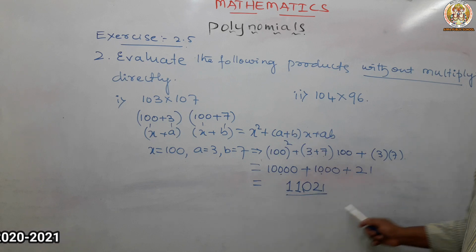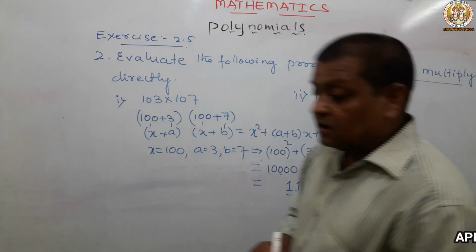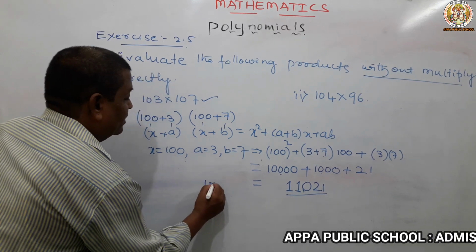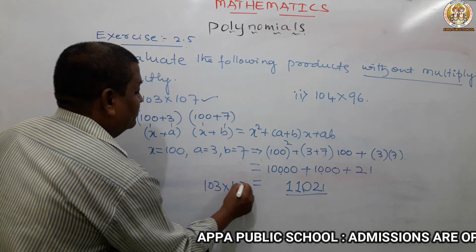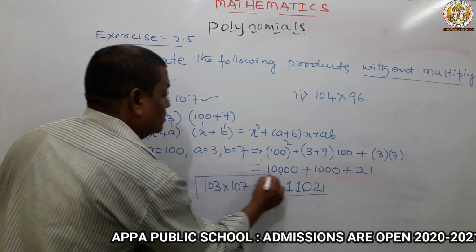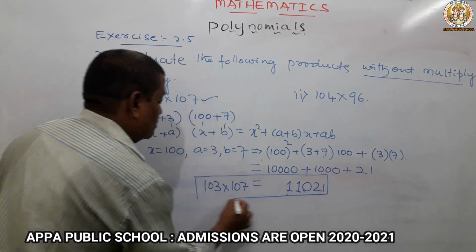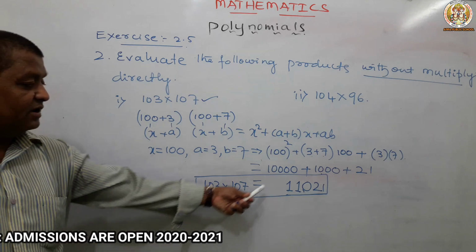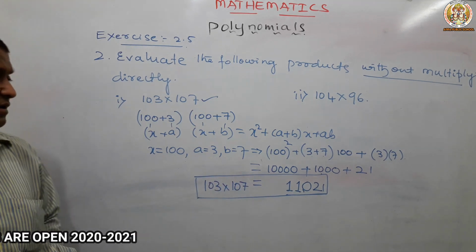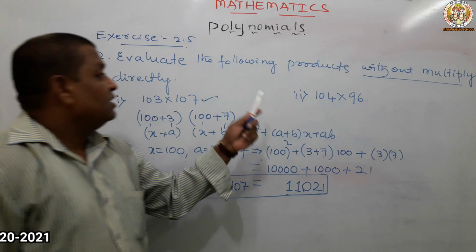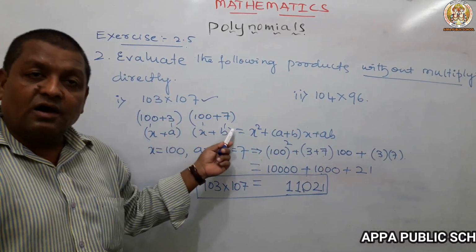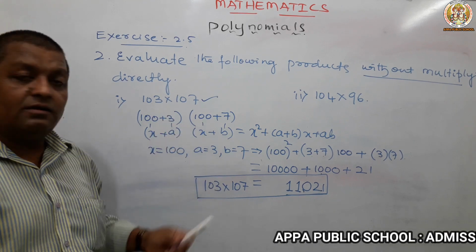So this is the way to find the product of the given two numbers. So write the final answer. Therefore 103 into 107 is equal to 11,021. So we did not use direct multiplication. We used the identity to find the product.